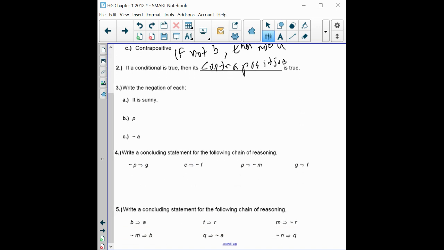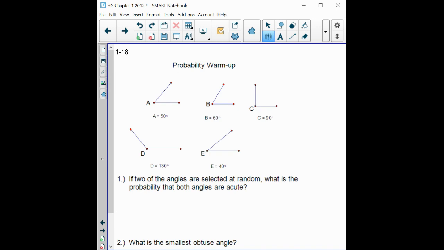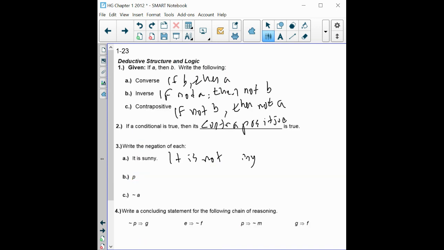Okay, so now we're going to talk about negation, which is that not. So in basic words, if it is sunny, the negation would be it is not sunny. Fairly straightforward there. You use negation all the time in just basic language. It's still a thing in math. Okay, so now let's go symbol.